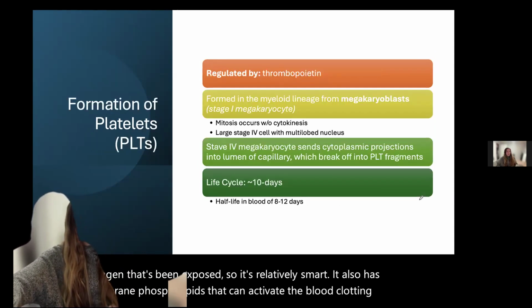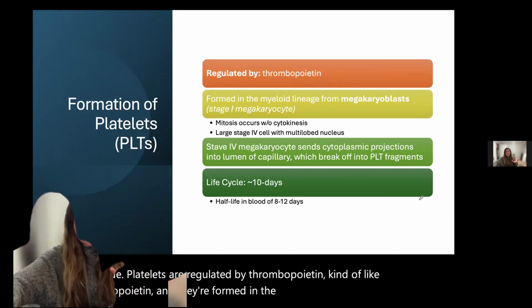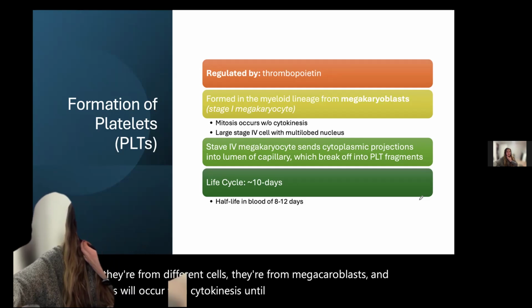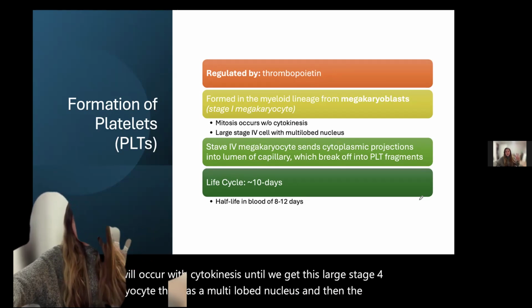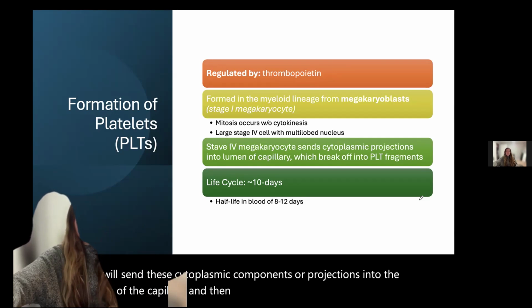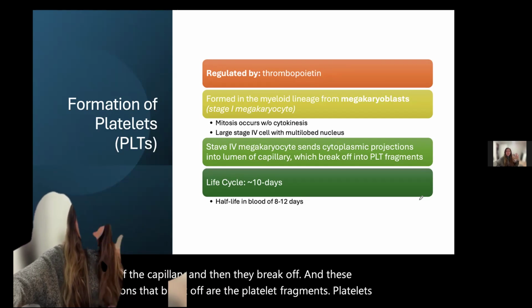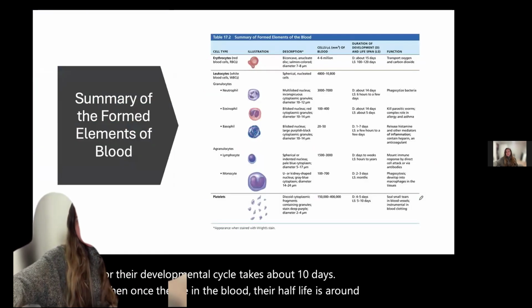Platelets are regulated by thrombopoietin, kind of like erythropoietin, and they're formed in the myeloid lineage, same as erythrocytes, but from different cells. They come from the megakaryoblast, and mitosis occurs with cytokinesis until we get a large stage 4 megakaryocyte that has a multi-lobed nucleus. That cell then sends cytoplasmic projections into the lumen of the capillary, and they break off. These projections that break off are the platelet fragments. Their developmental cycle takes about 10 days, and once they're in the blood, their half-life is around 8 to 12 days.